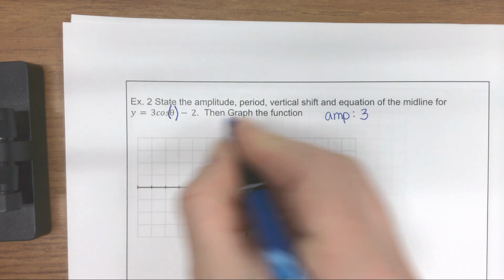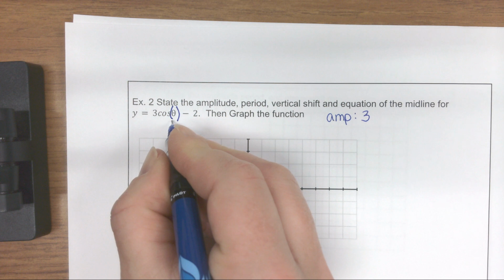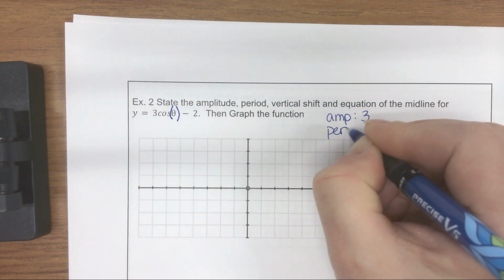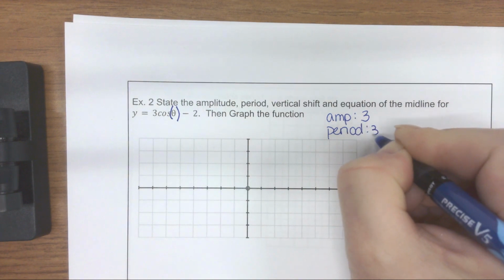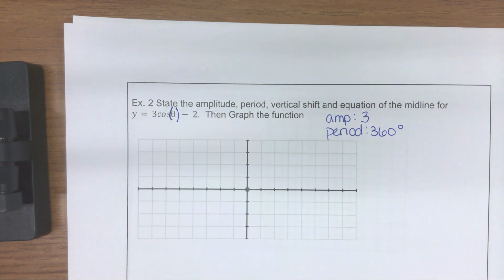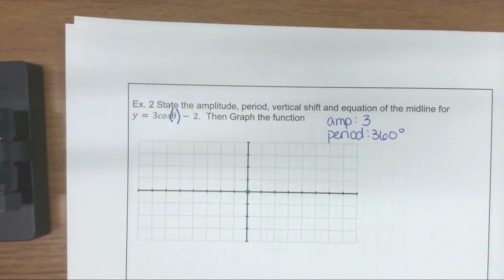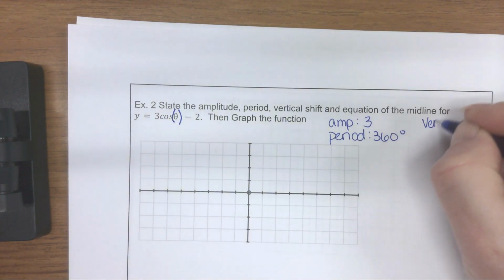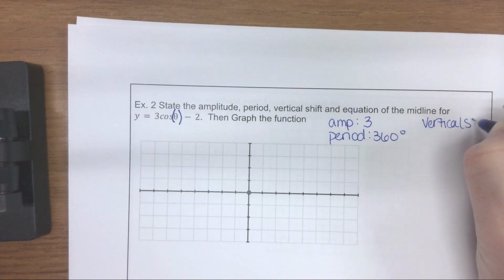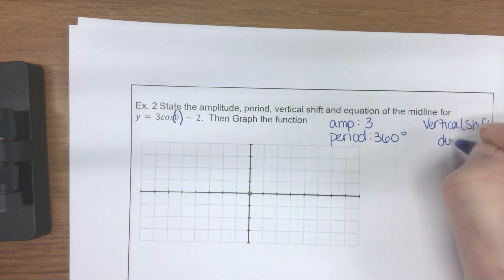I guess I said I should do the period, and then I'll do my graphing bit. The period, is there anything in front of the theta? So what would the period be then? 360. And then the vertical shift is down 2. Okay.